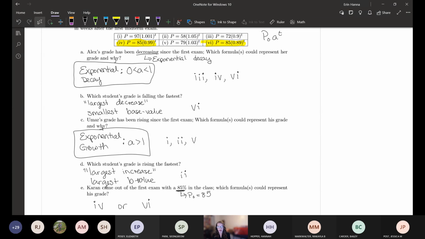How we're changing over time is going to be the base value. It's going to be exponential decay if it's less than 1, exponential growth if it's greater than 1. If you want the largest decrease, you're looking for the smallest base value. If you're looking for it to be rising the fastest, you're looking for the largest.